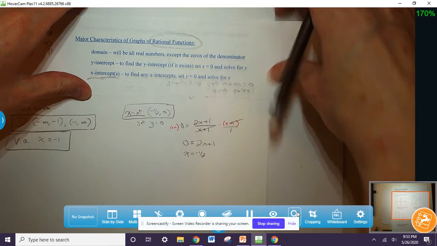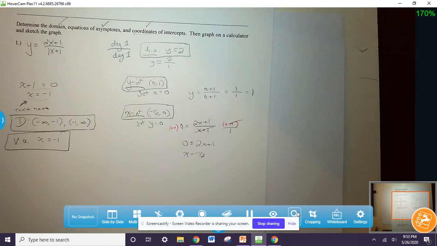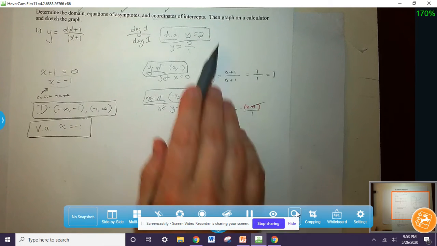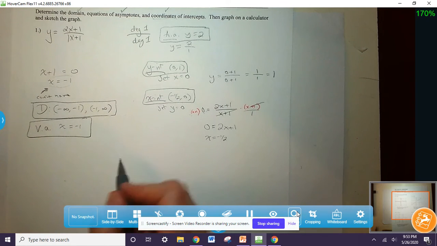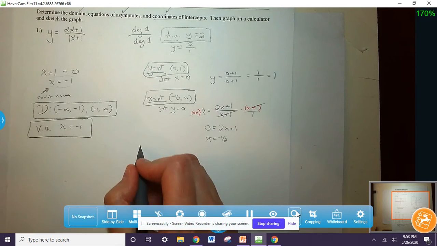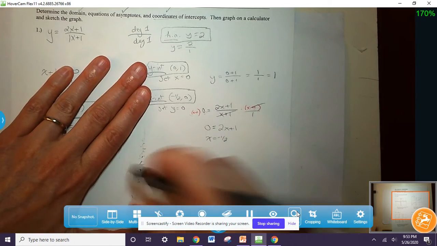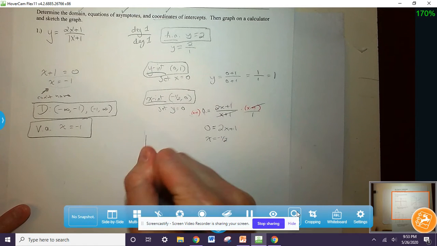So at this point, we have found all of our major characteristics. And before I take out that calculator, I want us to think about what we found and see if we can possibly make some predictions. So let's get a little sketch going. Let's go ahead and set up some axes, a y-axis and an x-axis.